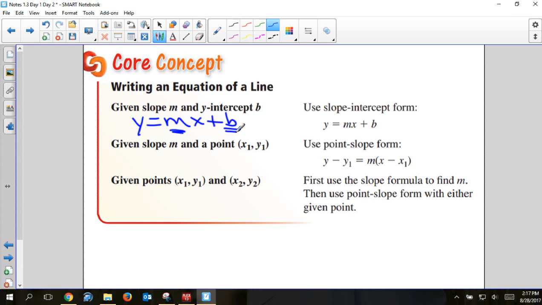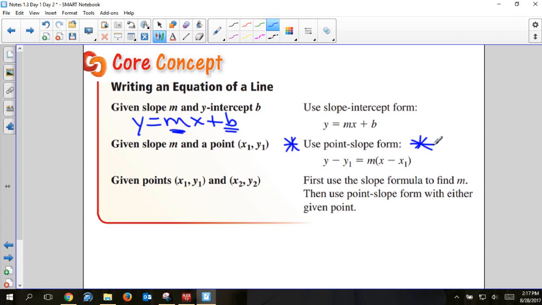Today, what we're going to do is write the equation from given information. And to write the equation, we're going to be using point slope form. Point slope form is y minus y1 equals m parentheses x minus x1. Point slope form is called point slope form because in the form there is an ordered pair and the slope. There is a point and a slope in that form.